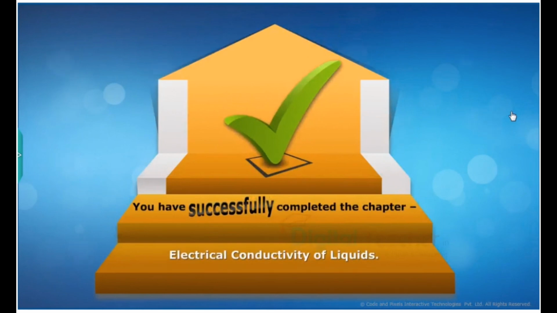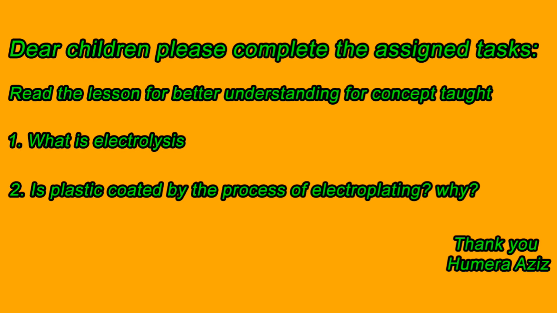Dear children, with this, we come to the end of our chapter 9. Please complete the assigned tasks. Read the lesson for better understanding of the concepts taught. What is electrolysis? Is plastic coated by the process of electroplating? Why? Thank you.